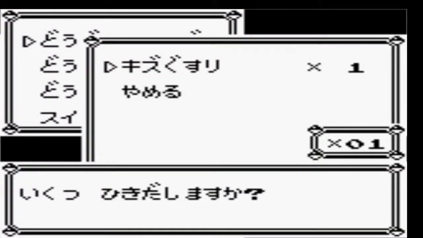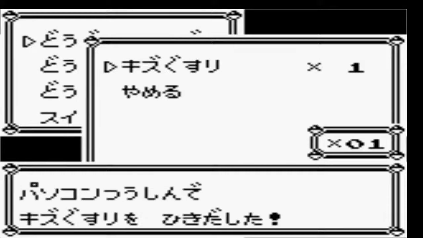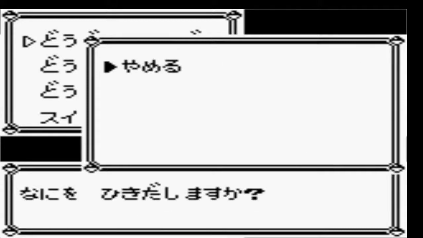So we are asking here now, ikutsu hikidashimasu ka? How many? So I only have one. Okay. So hitotsu. Ja, pasokon. Okay. We have here a word. Pasokon. Ja, pasokon. Itsukuri o hikidashita. So I only pull up one. Okay. It's already past tense. Okay. Nani wo hikidashimasu ka? What are you going to pull out?